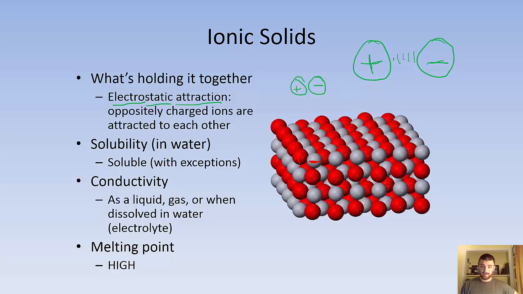So if you were to look at an ionic solid, you would see a kind of regular pattern. You would see positives pairing up with negatives and negatives pairing up with positives because opposites attract, and that's what's holding them together.